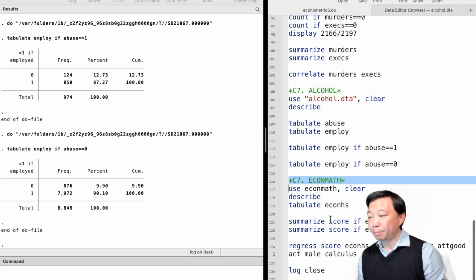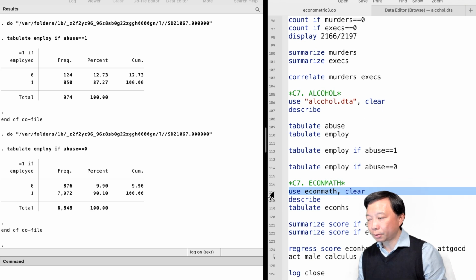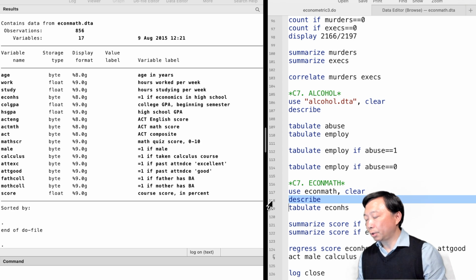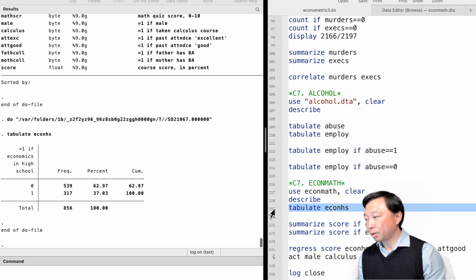We type describe and see 856 students in the sample. Among them, 317 students report taking an economics course in high school.